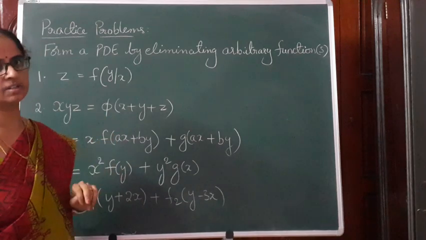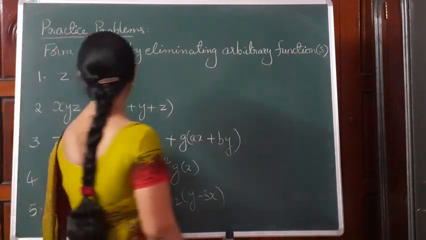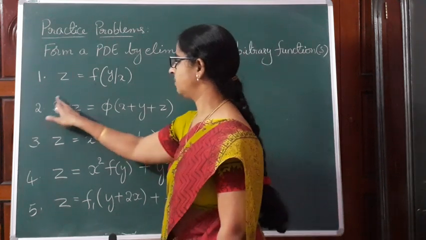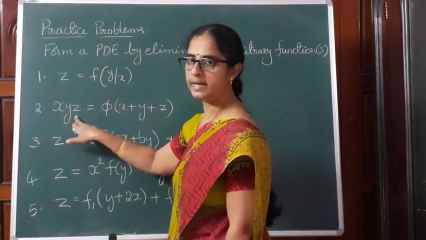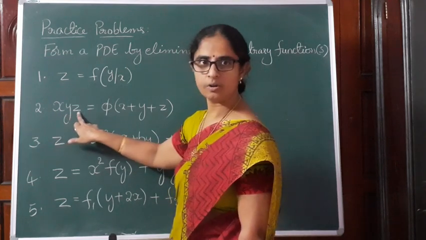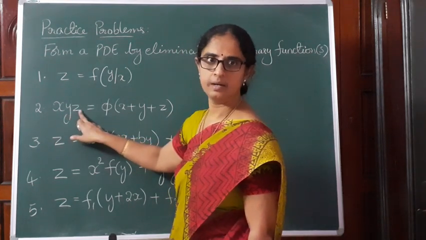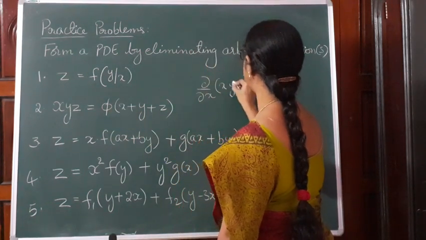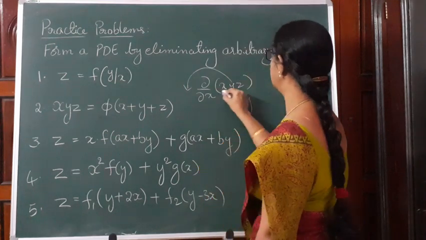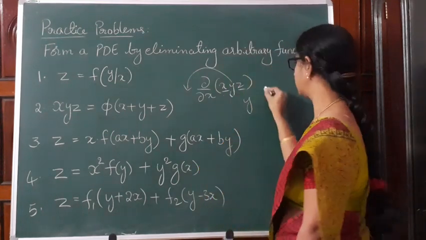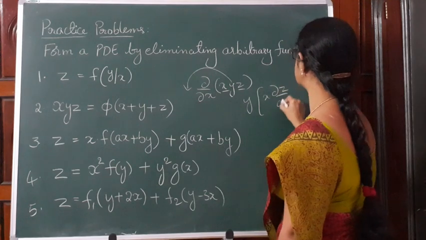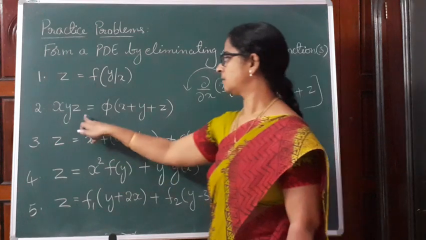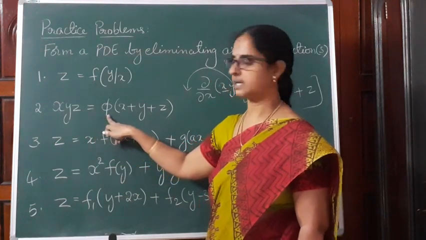and we result with a first order partial differential equation. Here also there is only one arbitrary function, xyz is phi of x plus y plus z. But when you partially differentiate this with respect to x, y is constant but z is not constant, z is a dependent variable. So take the derivative dou by dou x of xyz. Y is constant, so it can be taken outside. For x and z you need to apply the product rule: x into dou z by dou x plus the derivative of x, which is 1, into z. Okay. So phi is an arbitrary function in this case.